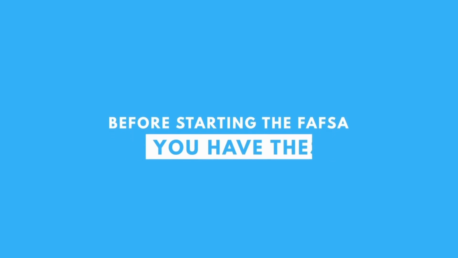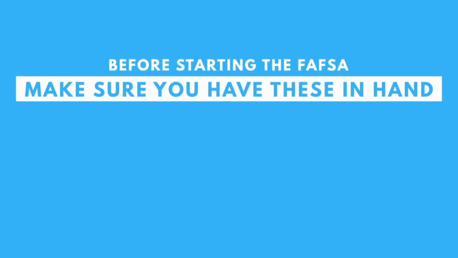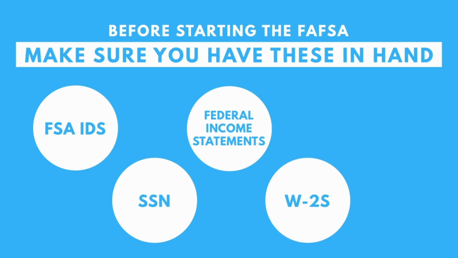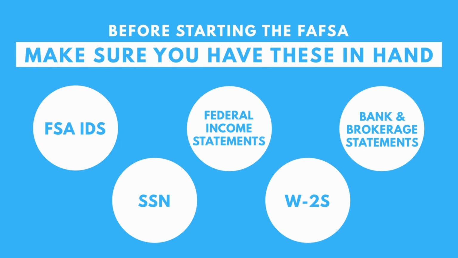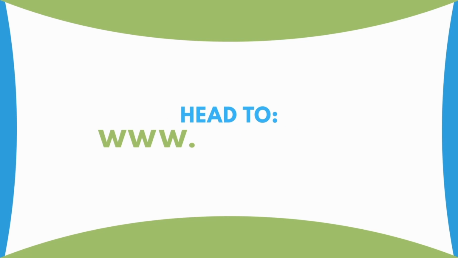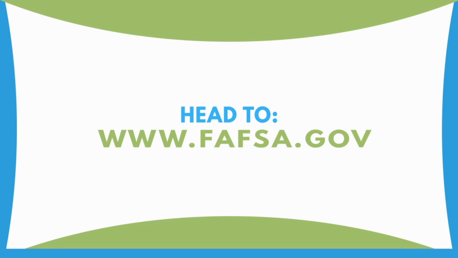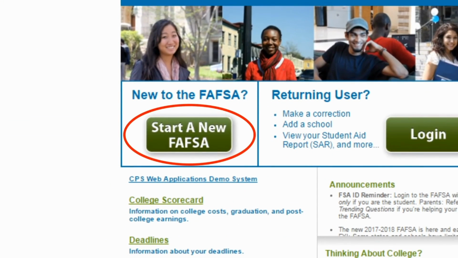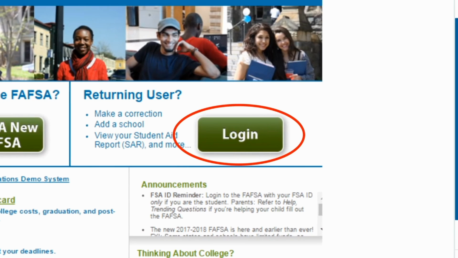Before starting the FAFSA, make sure you have these in hand: FSA IDs for you and your parents, Social Security numbers for you and your parents, federal income statements and W-2s, and current bank and brokerage statements if applicable. Let's get started. Head to www.fafsa.gov. If you have never completed a FAFSA before, click on Start Here. If you have, choose Login.